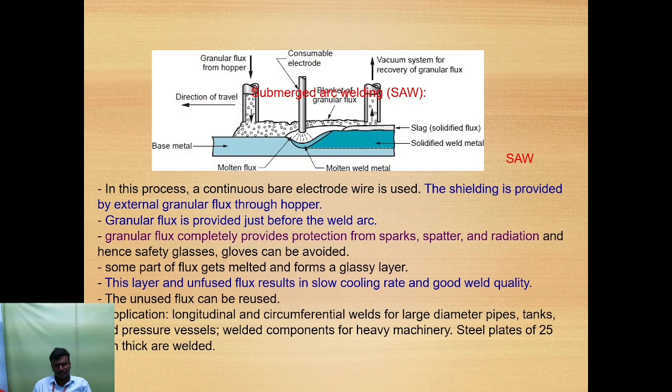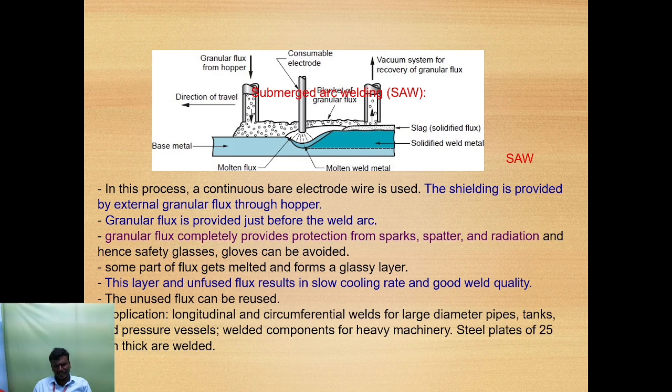In this process, a continuous bare electrode wire is used for the submerged arc welding process. In submerged arc welding, shielding is provided by external granular flux through a hopper. The granular flux is provided just before the weld arc. The granular flux completely provides protection from sparks, spatter and radiation.